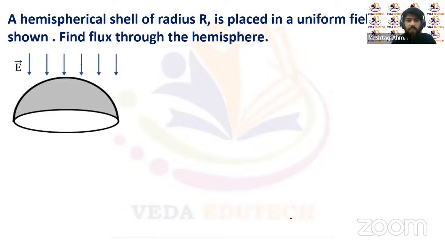The question is that a hemispherical shell of radius r is placed in a uniform field as shown in the figure. Find the flux through the hemisphere. Now you can see there's no charge enclosed in this hemisphere, or we can say the charge enclosed is equal to zero. We can use the Gauss law.